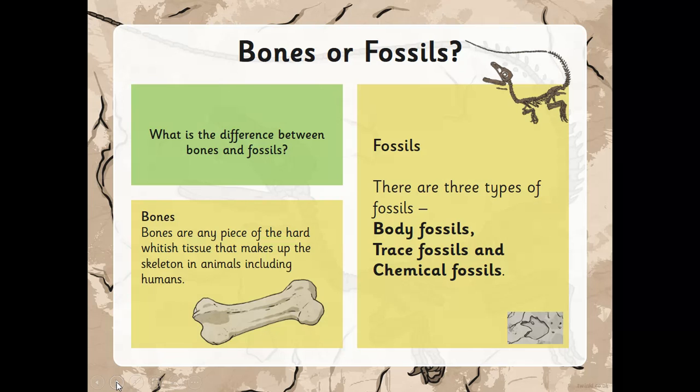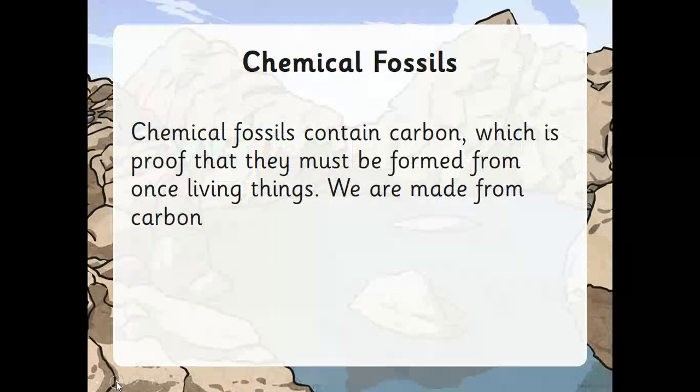Bones or fossils? What is the difference between bones and fossils? Well, bones are the hard whitish tissue that make up the skeleton in animals, including humans. Fossils, there are three types of fossils: body fossils, trace fossils, and chemical fossils. Let's find out. So chemical fossils contain carbon, which is proof that they must be formed from once living things. We are made from carbon.